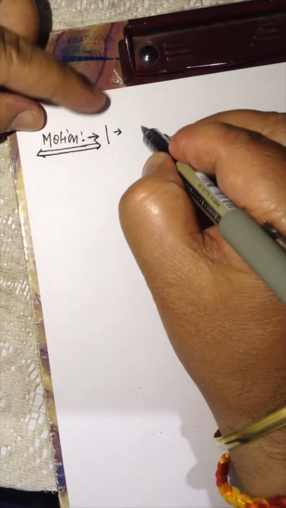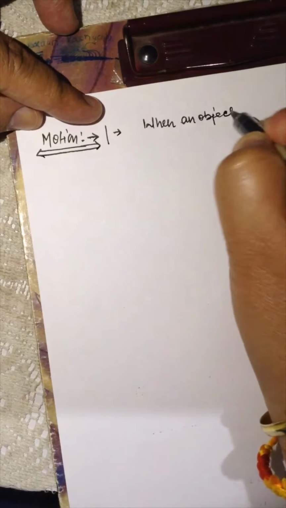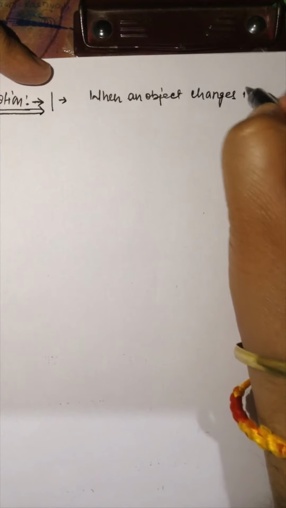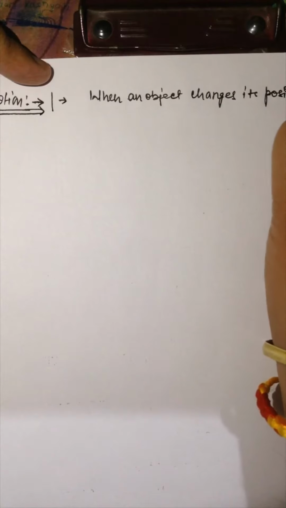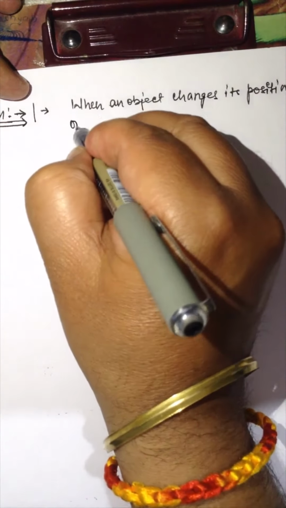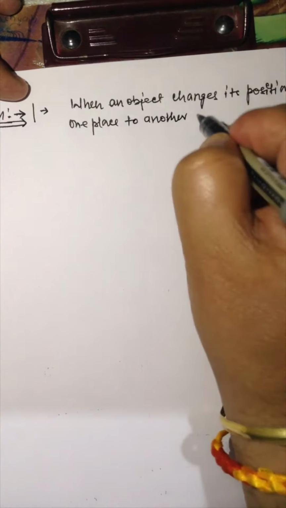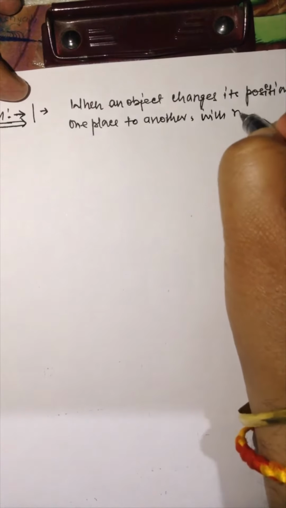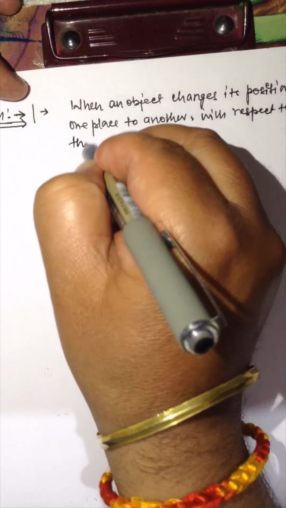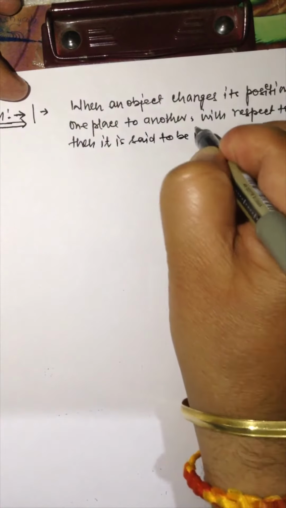So first topic, please try to understand what I am explaining here. This is what about motion. When an object changes its position from one place to another with respect to time, then it is said to be in motion.